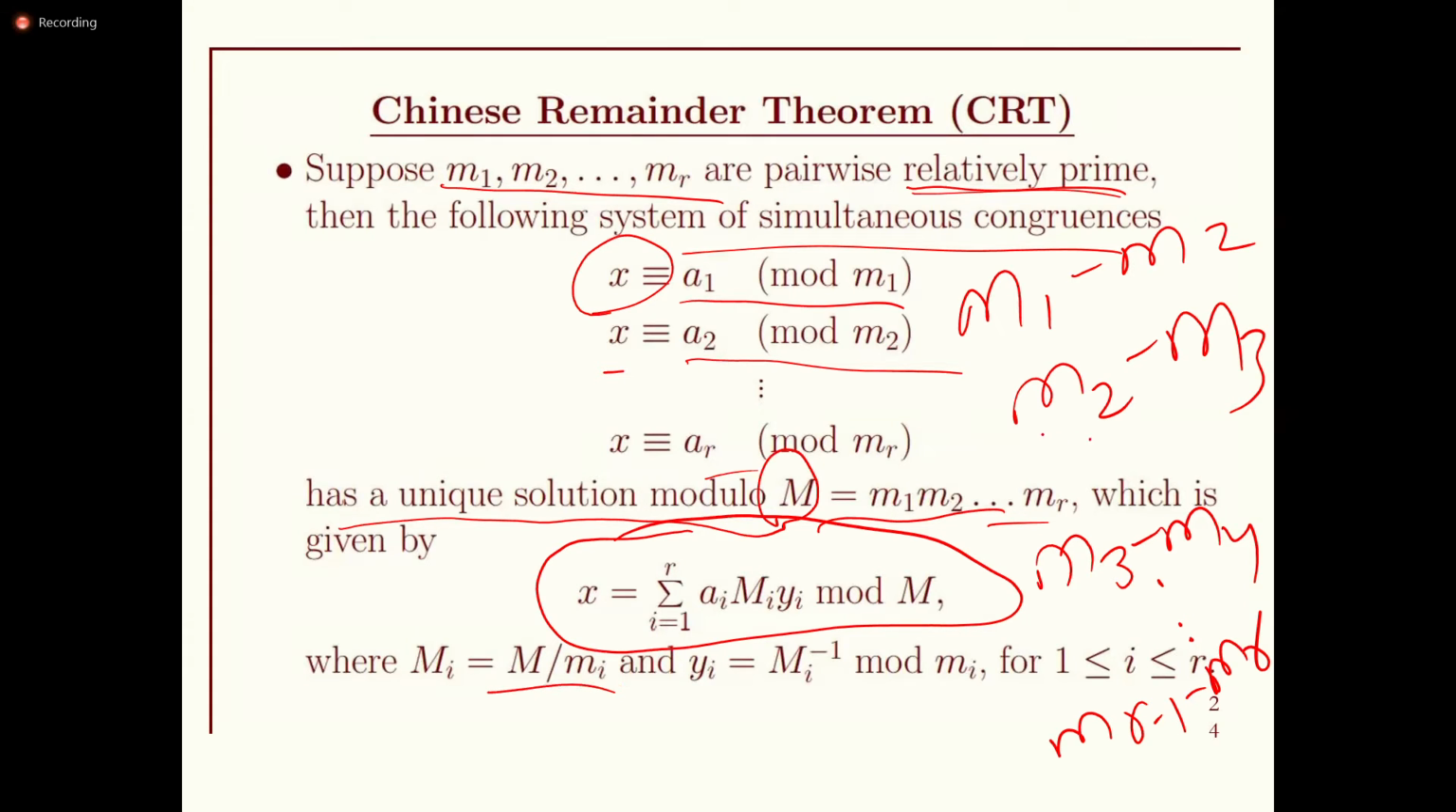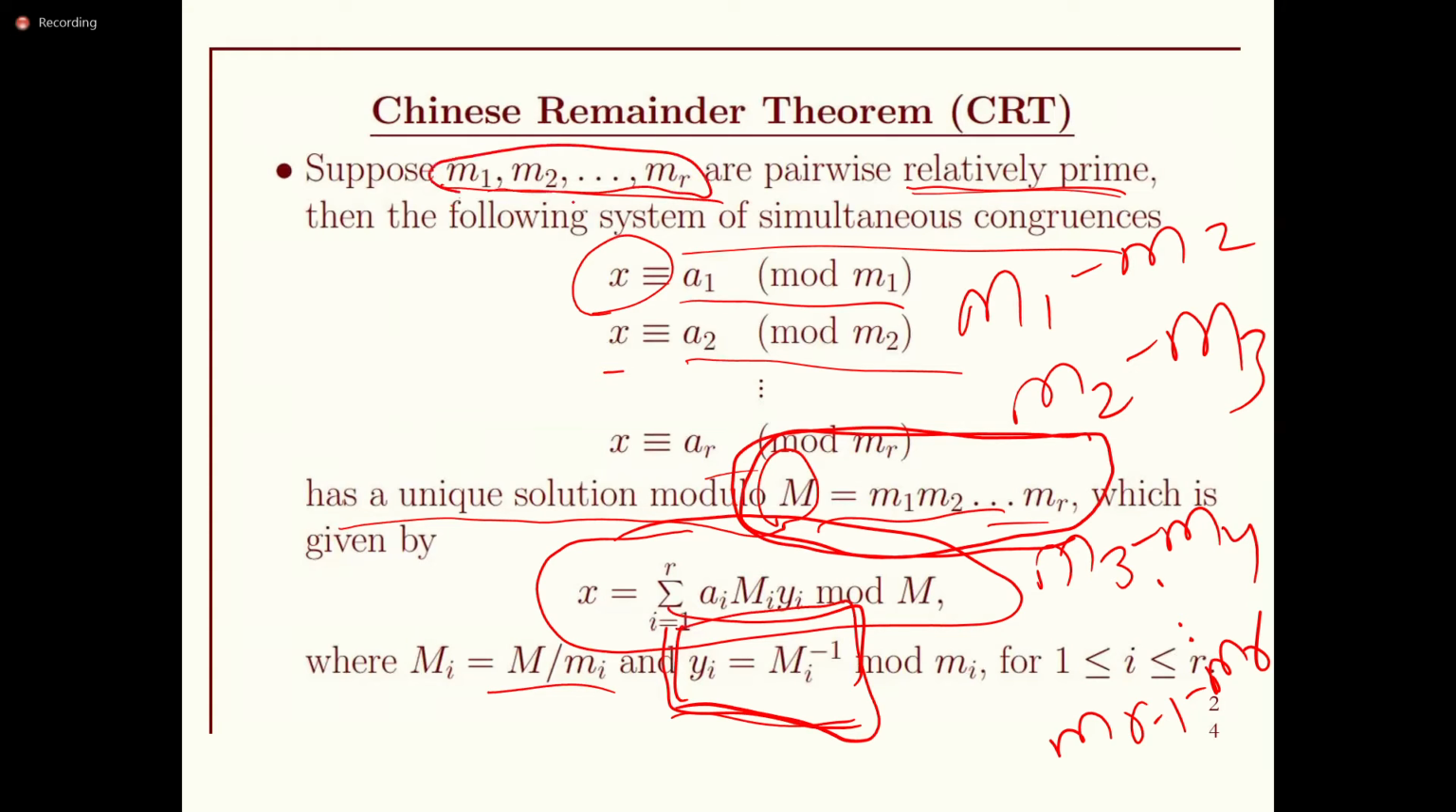What is capital M? Capital M is the multiplication of all the given integers, M1, M2, and so on up to M_R, and m_i is a particular integer. And Y_i is the inverse of this M_i. Obviously M_i will have an inverse because all of M1, M2 and so on up to M_R are relatively prime numbers, so it will have the inverse mod m_i, for 1 less than or equal to i less than or equal to R.